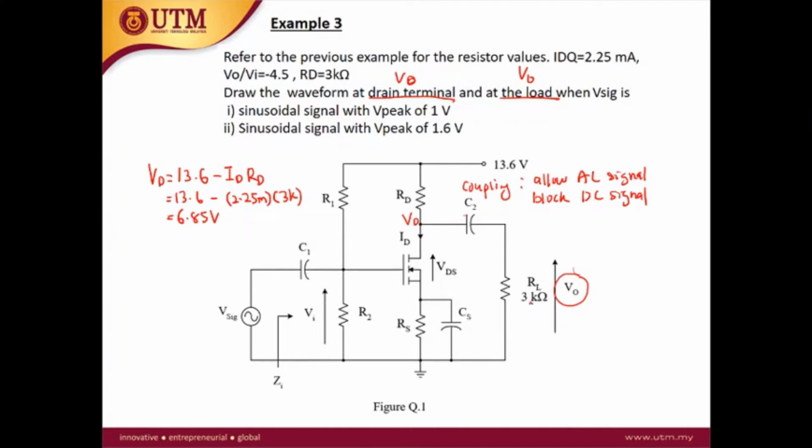For the V signal, we have two conditions. The V signal is a sine wave with different V peak, and it is given that the gain Vout over Vin is minus 4.5. Let's consider the first V signal condition. The V signal is a sine wave with the V peak of 1, so this is 1 sine omega t. Information on the frequency is not given, so we can ignore that.